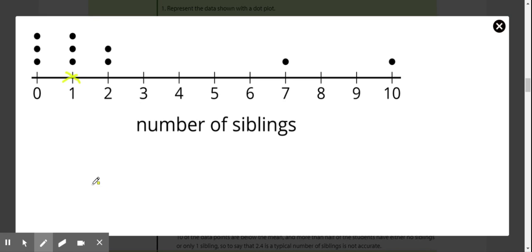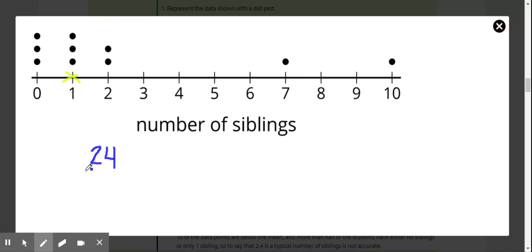Now for mean, we need to find out how to calculate the mean. So when we do that, we add up all the scores. So we have 0 plus 0 plus 0, plus 1 plus 1 plus 1, plus 2 plus 2, plus 7 plus 10. And when we add those up, we're going to get 24. And you can do that on your own.